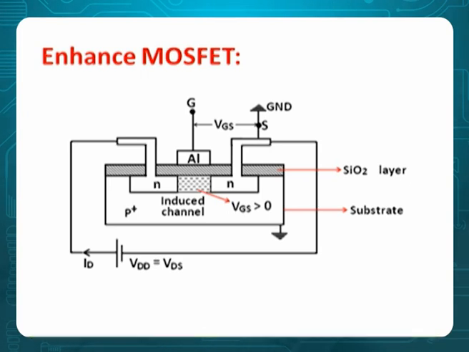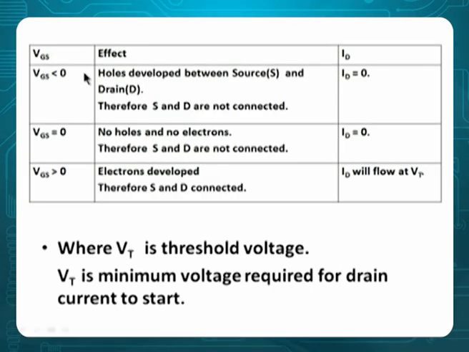For this, I have made a small table for you to understand. Now please follow me as I explain the operation. For that, I have taken a table here: VGS, effect, ID. If VGS is less than 0, when you give negative, positives develop. That means holes developed between source and drain.